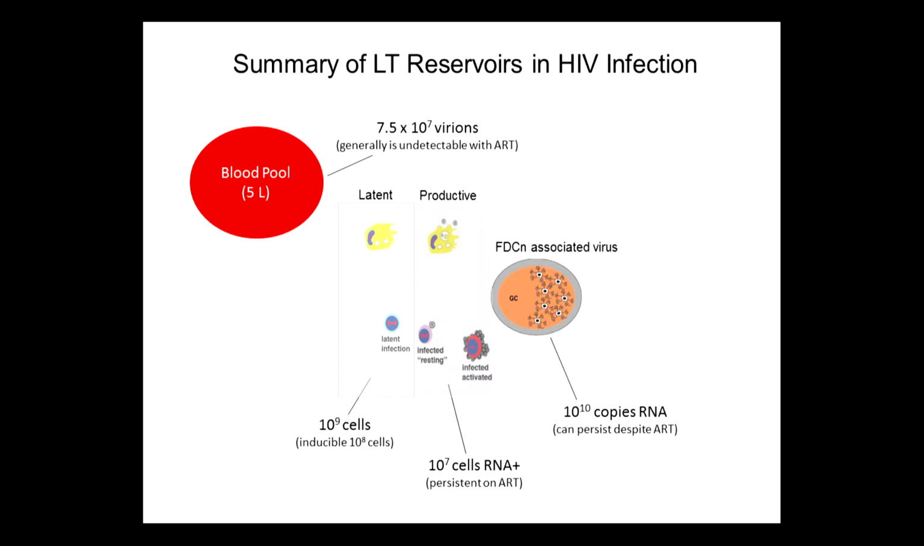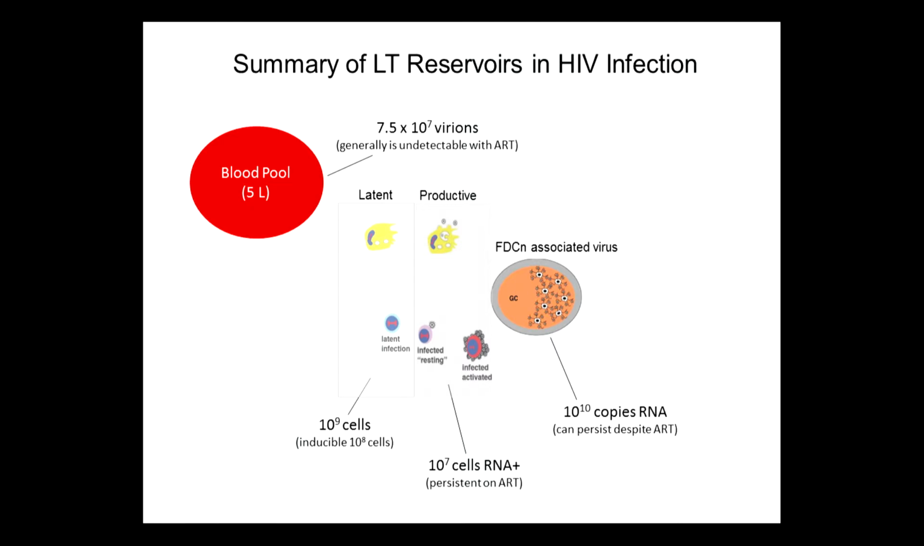If you look at the latent reservoir, DNA positive, that's about 10 to the 9th cells. 10 to the 8th cells are inducible. If you want to look at the productive infection, RNA positive, we're talking about 10 to the 7th cells, and we can discuss the idea of persistence on antiretroviral therapy. And the FDC-associated virus, so we're looking at 4 different compartments here, 4 different reservoirs, is 10 to the 10th copies, and this can persist despite antiretroviral therapy.